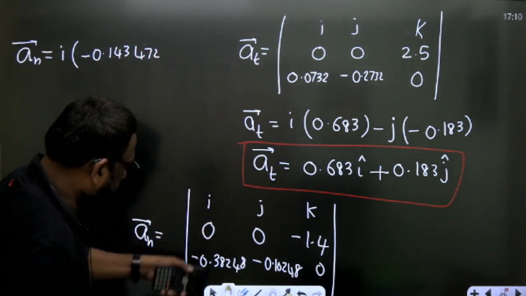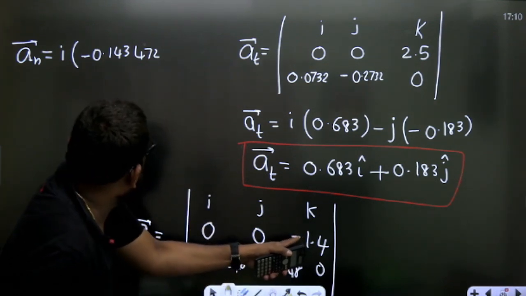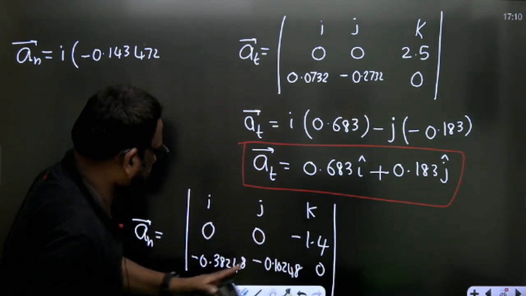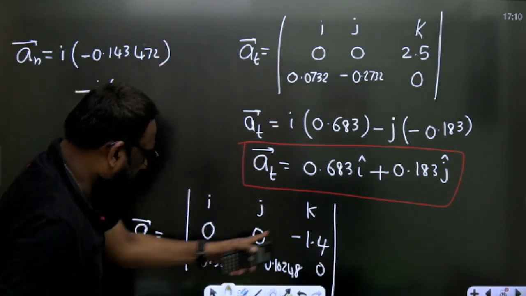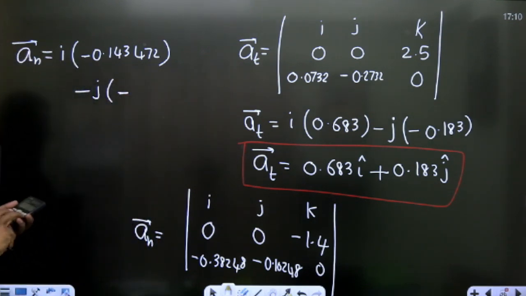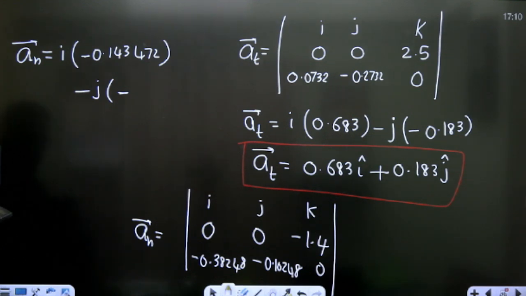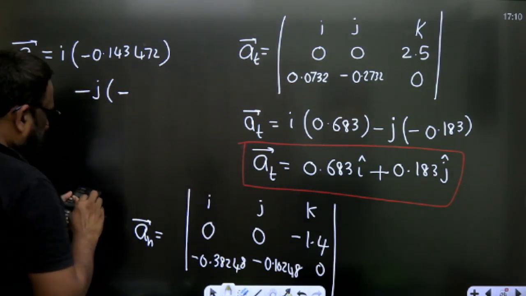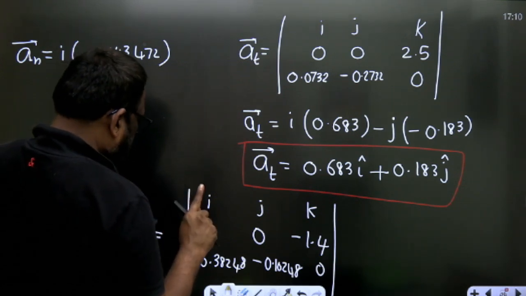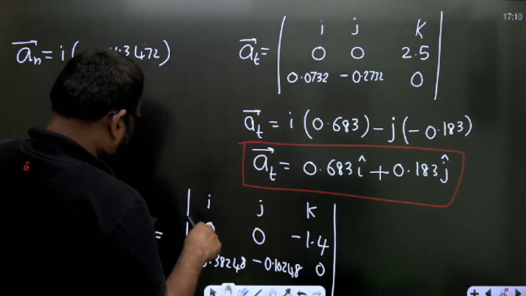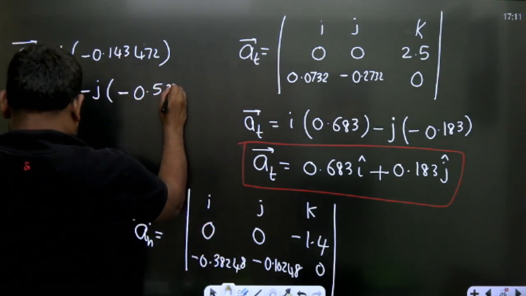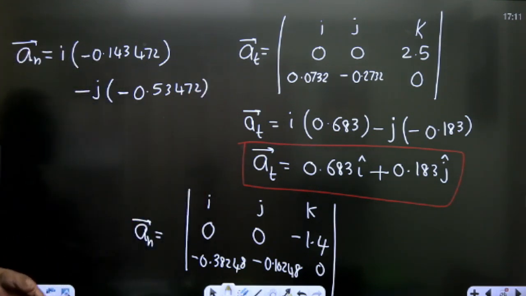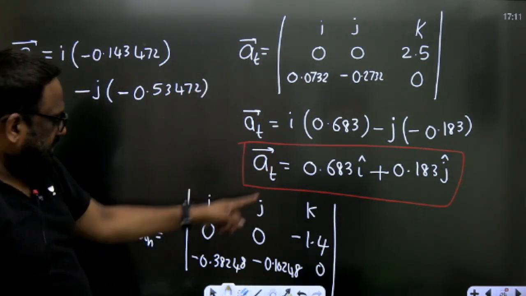0.143472. One second. i into this, minus, okay. Minus j into 0, again minus 1.4 into 0.38248. See, you should do it along with me. If you are simply depending on me, you will never learn. Minus j into 1.4 into 0.38248 gives 0.53472. So this is the normal acceleration and this is the tangential acceleration.